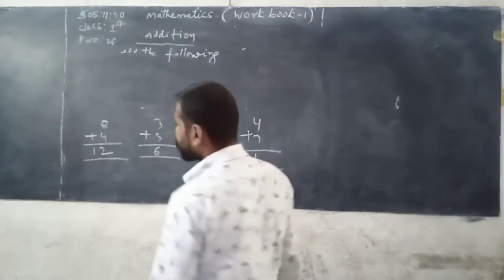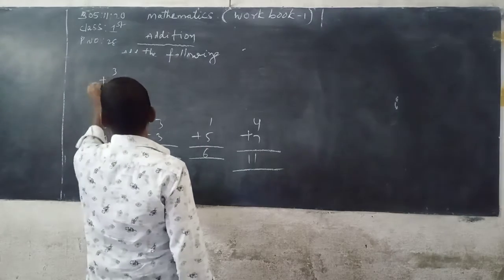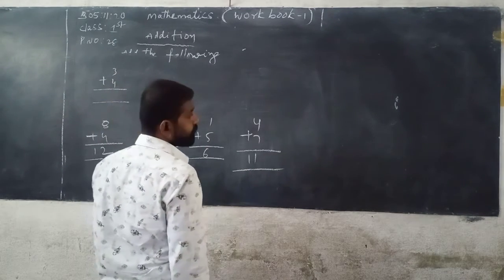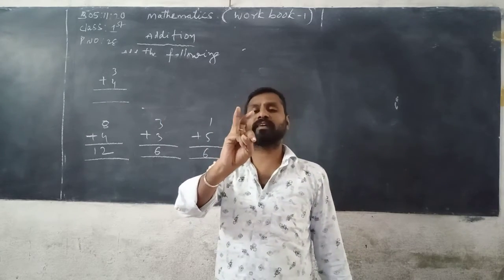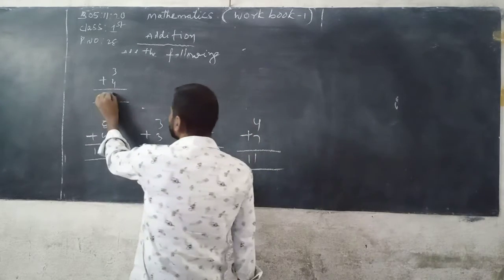Next, 3 plus 4. Keep the bigger number 4 in your mind and take 3 fingers in your hand. You can count 4, after 3 fingers, 5, 6, 7. Sum is equal to 7.